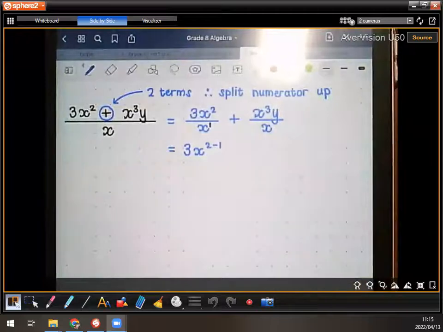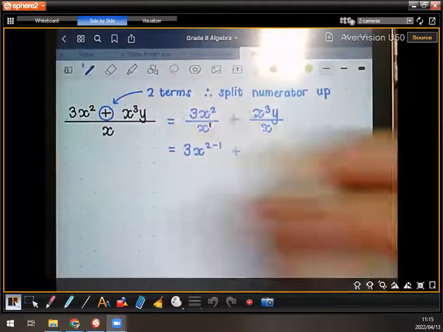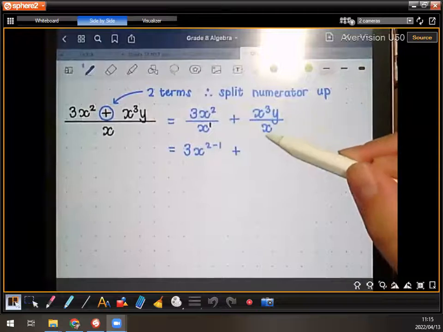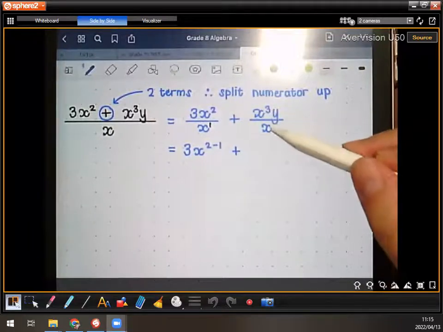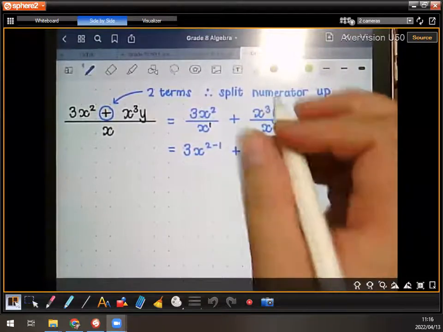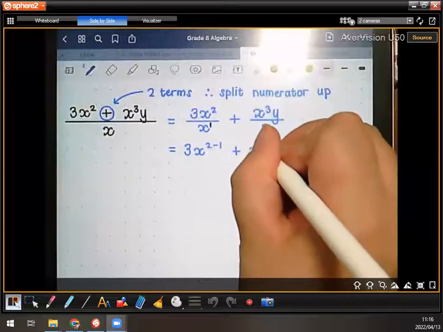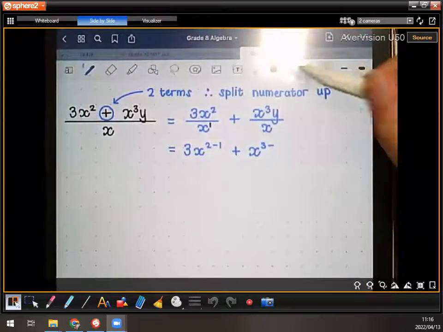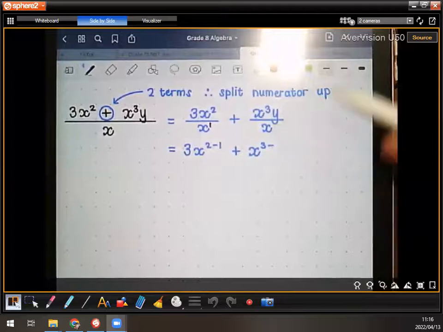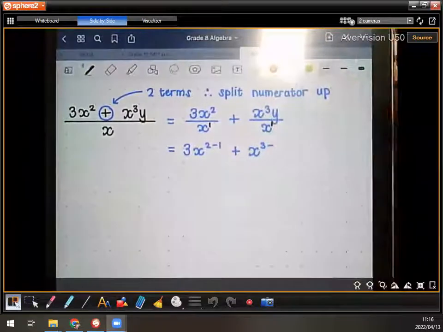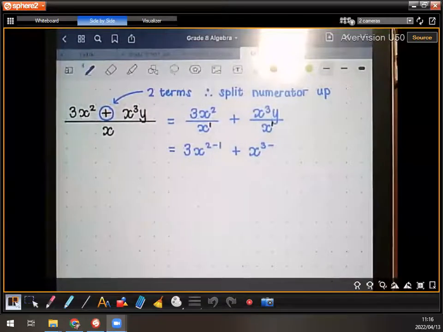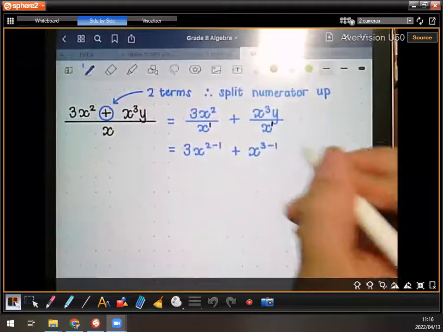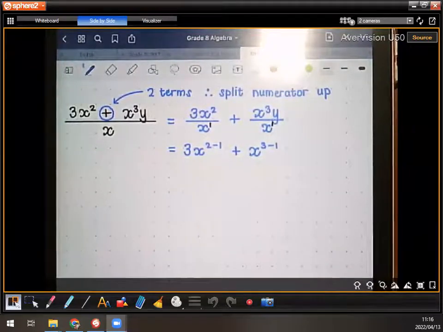Okay, we're done with the first one. Plus x cubed y over x. Now guys, there's an x at the top and an x at the bottom, right? So x cubed, so x to the 3 minus, remember when we divide, we minus the exponent. Again, what is the exponent of the x here at the bottom? 1. So when I minus, I'm going to minus 1. Okay, the top exponent minus the bottom one. So 3 minus 1. And what about that y?